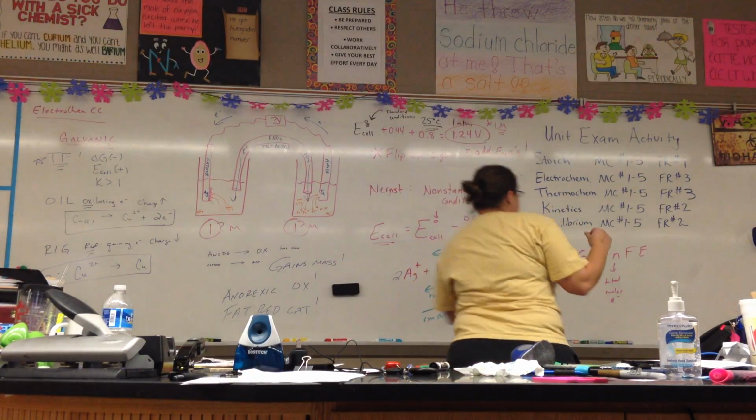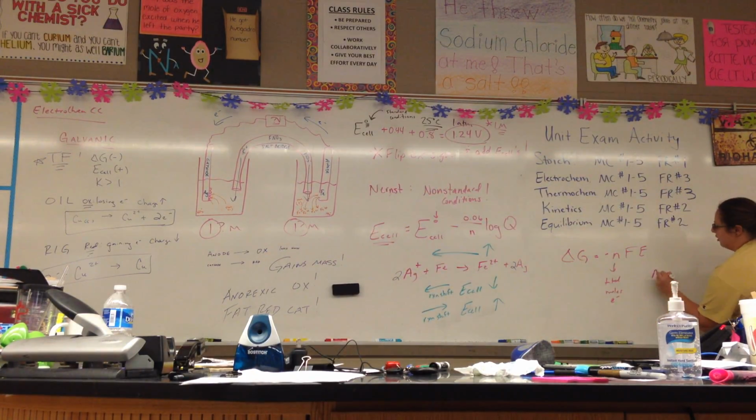So an example is, if I have aluminum 3 plus and iron goes to iron 2 plus and aluminum. First of all, what is my balanced equation? Let's draw our electron bridge.